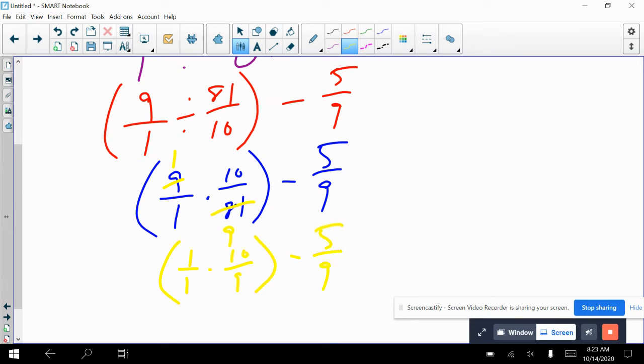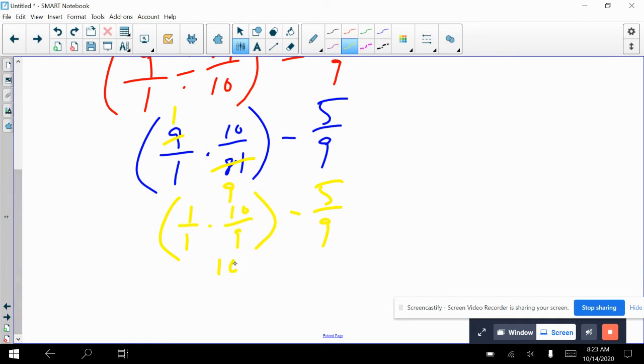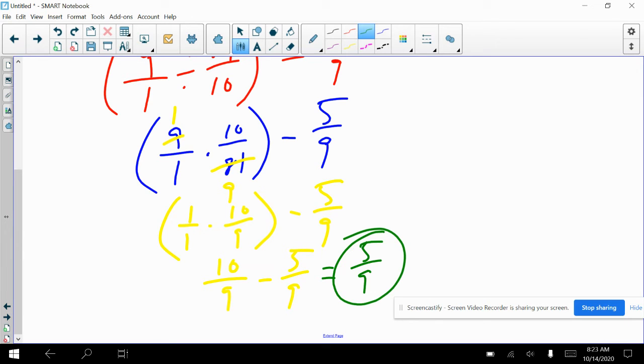minus 5/9. 10/9 minus 5/9. How nice is that? What's nice about that? Yeah, you already got a common denominator. Okay, the denominators are the same, so we just simply subtract and bring over the 9 since it came out to be a common denominator, which is really nice. You didn't have to find one there.